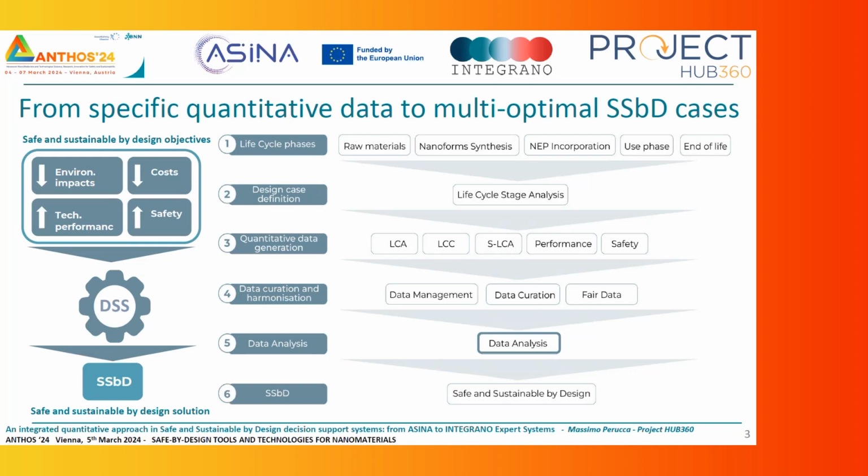Then the workflow goes through data management, data curation, harmonization, production of FAIR data as an input to the decision support system. And then there is the analysis part, which provides as an output indications on safe and sustainable by design cases. The DSS does not decide for the humans. It's a human-centric approach. So it's a support to decision.